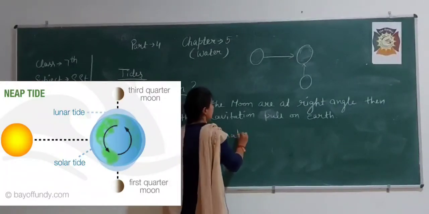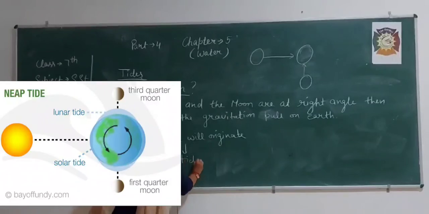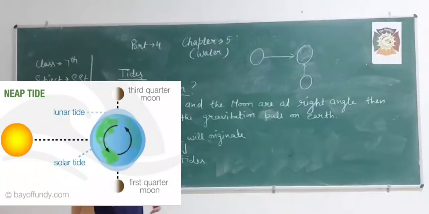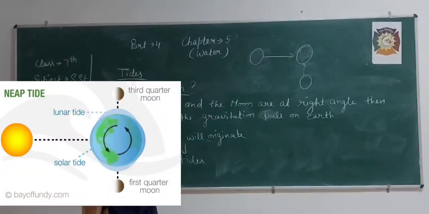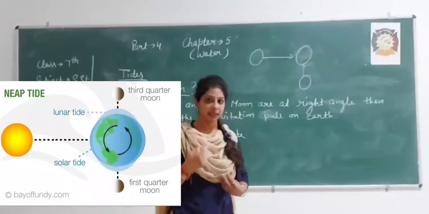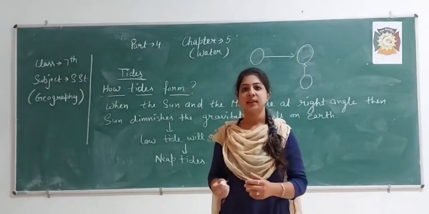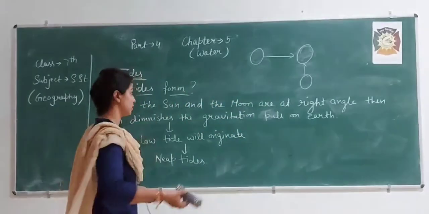And these low tides are called neap tides. Okay, so have you understood what spring tides are and what neap tides are? Okay, so this was the second factor, which is tides. Now we will understand the next factor, that is current.